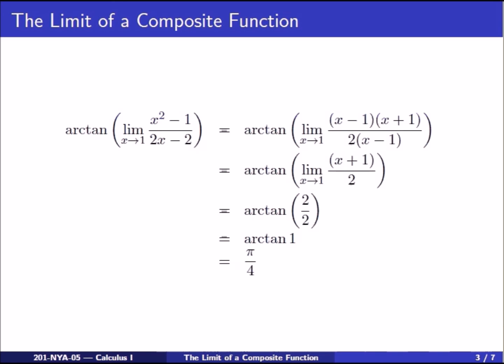And the answer is that this angle we're looking for is pi over 4, because at pi over 4, both sine and cosine are equal to root 2 over 2. They are equal. So my limit overall is pi over 4.